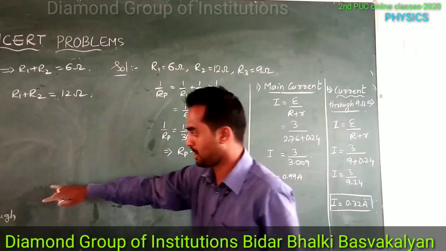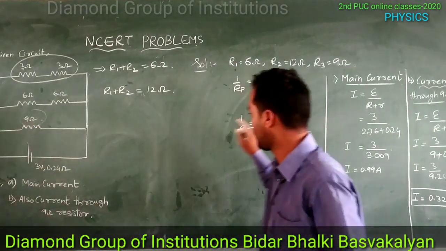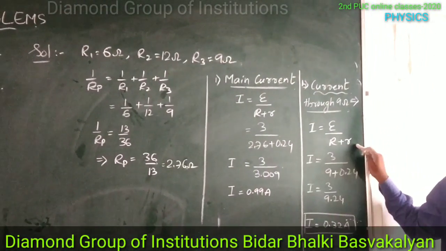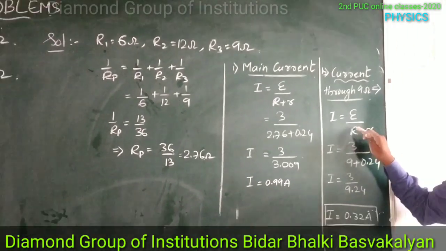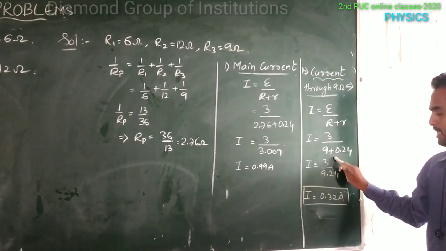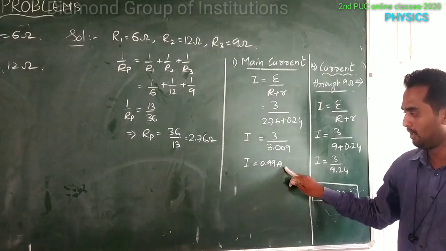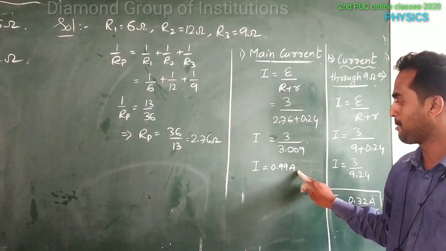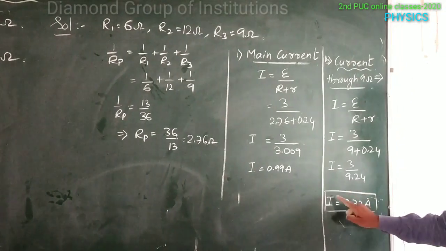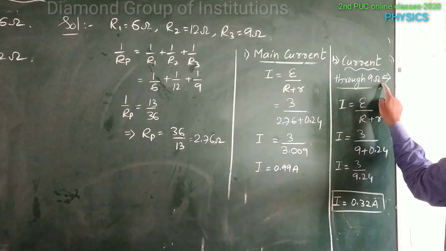The last question is to calculate the current through only the 9 ohm resistor. Again the same formula, I equal to E divided by capital R plus small r, where EMF value is 3, capital R value is 9, plus internal resistance value 0.24. So 3 divided by 9.24 becomes 0.32 ampere. So 0.99 ampere is the current called main current, whereas 0.32 ampere is the current which is flowing only across the 9 ohm resistor.